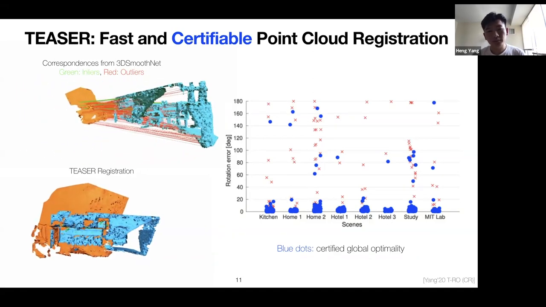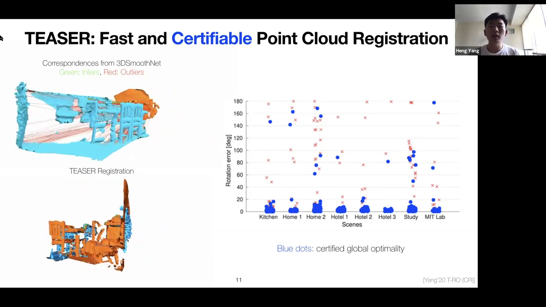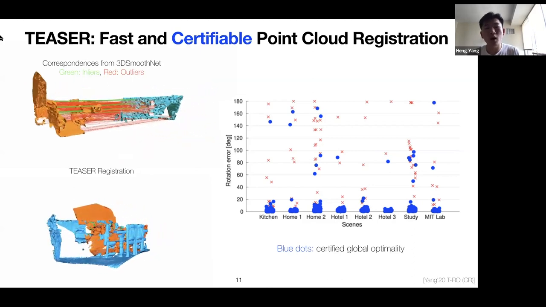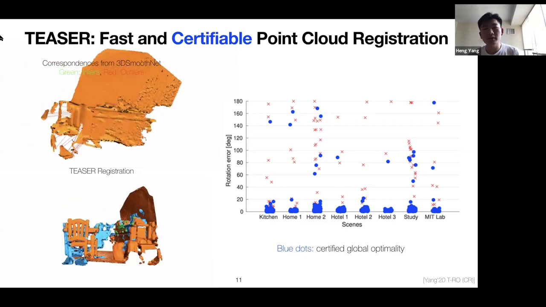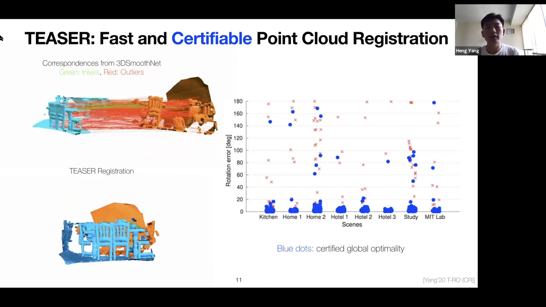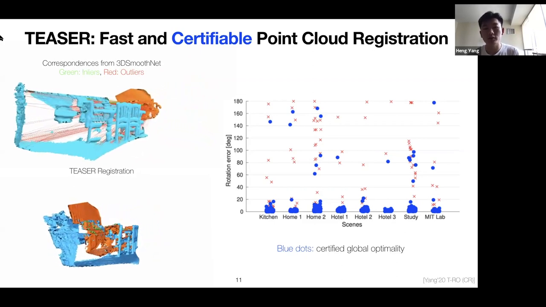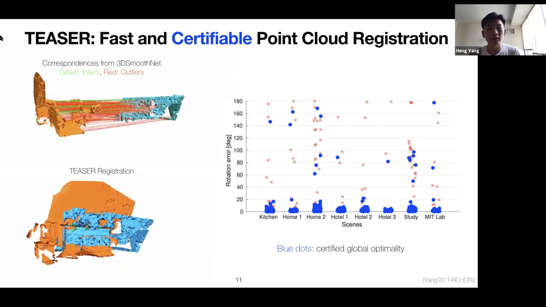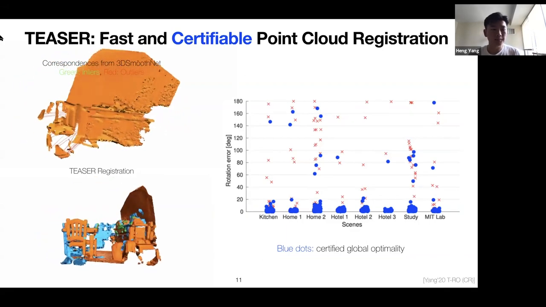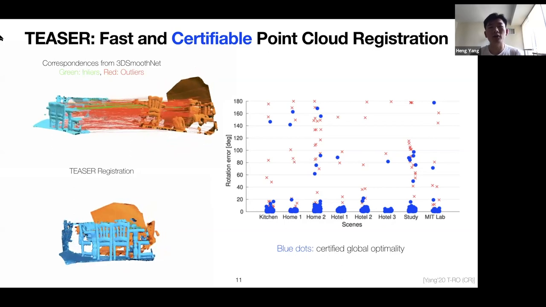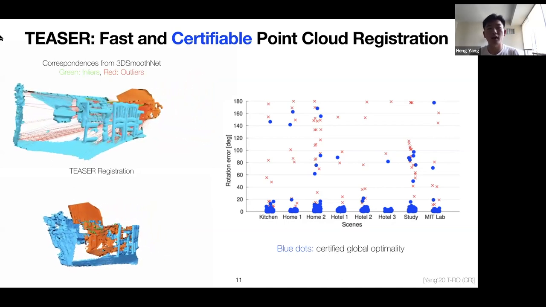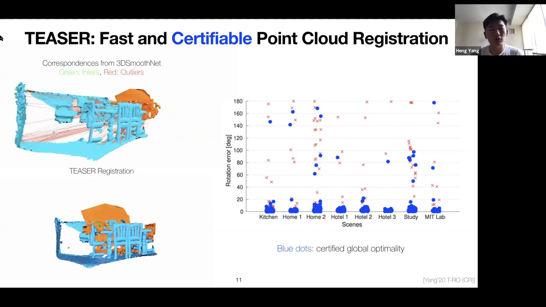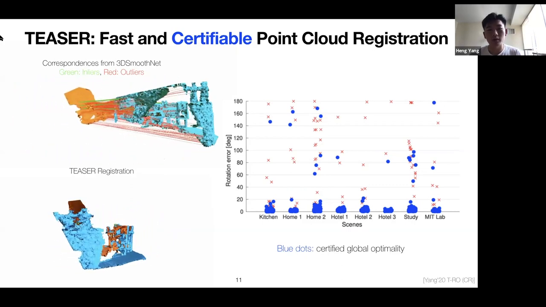Another caveat here is that in some cases, the certification does certify wrong solutions. In this case, this is a problem of the data, because sometimes the globally optimal solution may not be the solution that you want, or in other words, may not be the solution that's close to the ground truth. This happens when you have such poor estimates of the correspondences that too many of the correspondences are incorrect. In those cases, when you don't have enough inliers, these kinds of weird cases will happen. But we believe that with a more powerful neural network, these problems will be resolved.